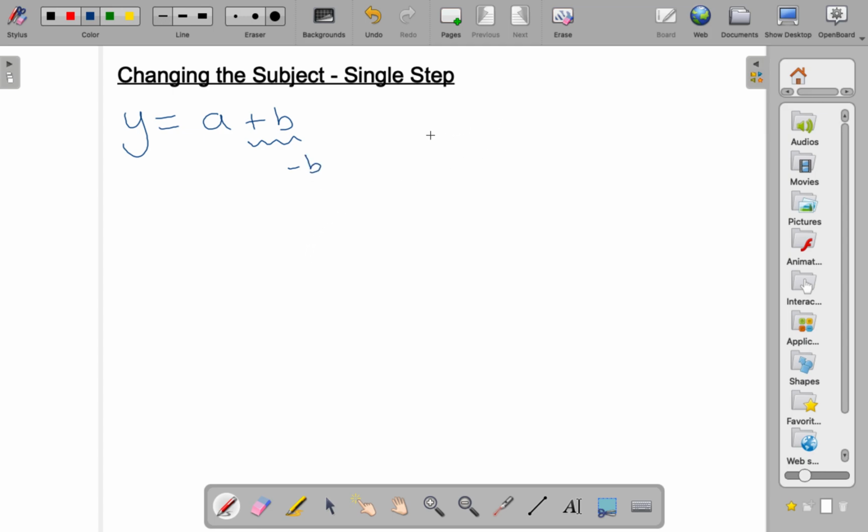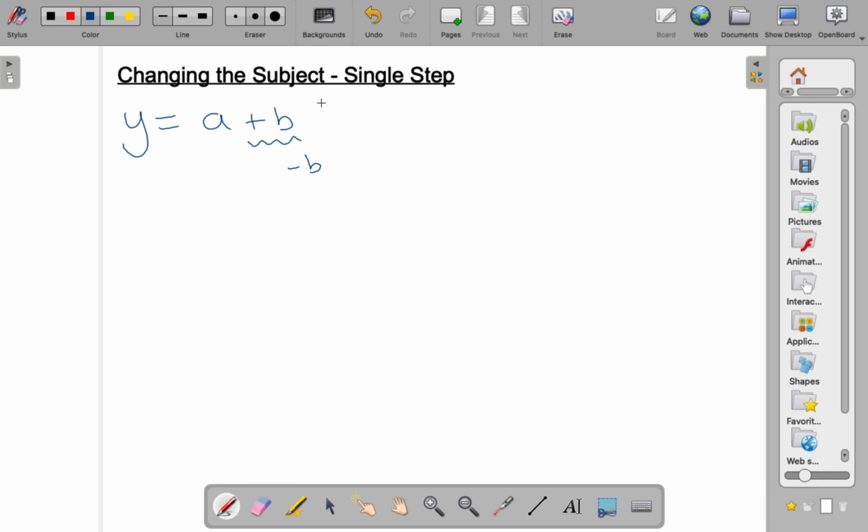Now, the thing with equations is that they're like a seesaw or a set of balances. So if you take something off one side, so let's say we take a b off this side, you have to take it off the other side as well. Because if we don't, the scale becomes unbalanced, and this side will drop down. This side will be heavier than this side. So we have to make sure we do the same to both sides.